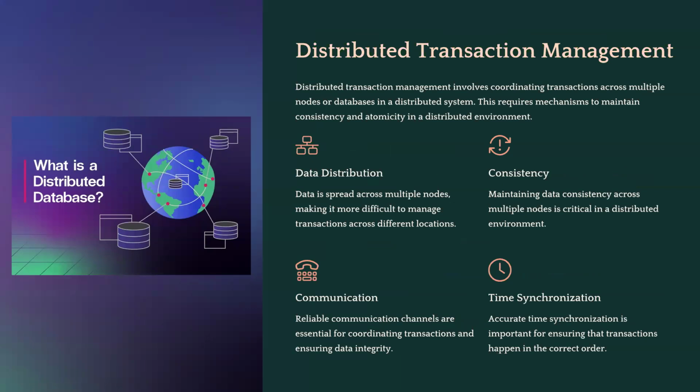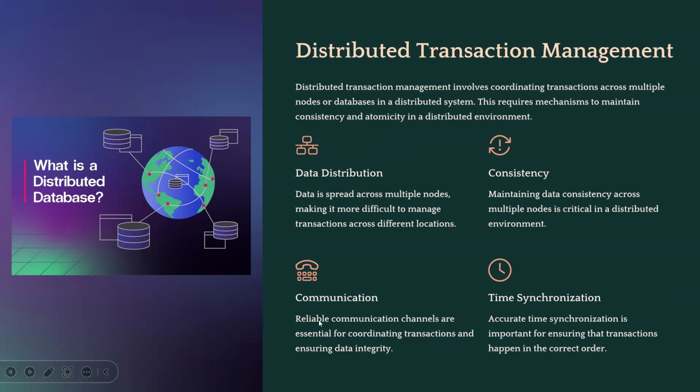So there is also distributed transaction management. Distributed transaction management involves coordinating transactions across multiple nodes or databases in a distributed system. This requires a mechanism to maintain consistency and atomicity in the distributed environment. So first is data distribution. Data is spread across multiple nodes, making it more difficult to manage transactions across the different locations. So second is consistency. Maintaining data consistency across the multiple nodes is critical in a distributed environment.